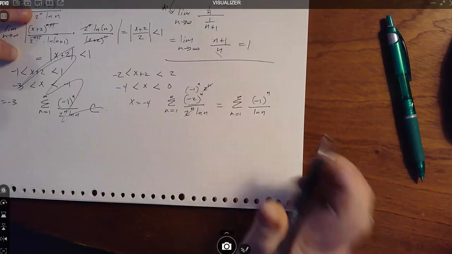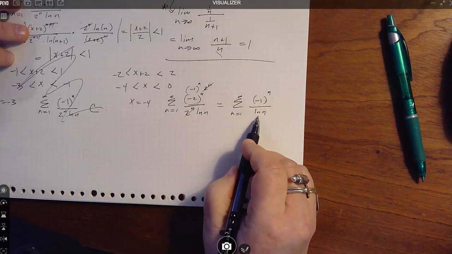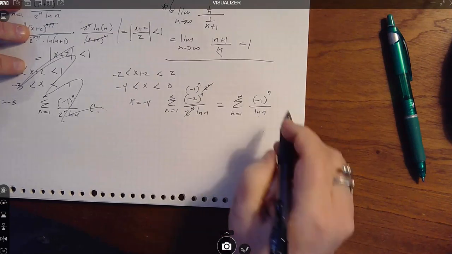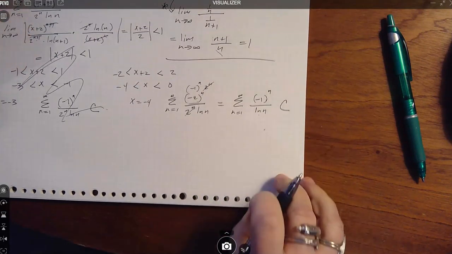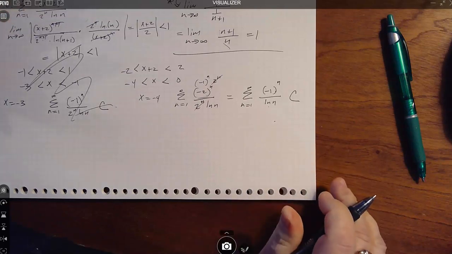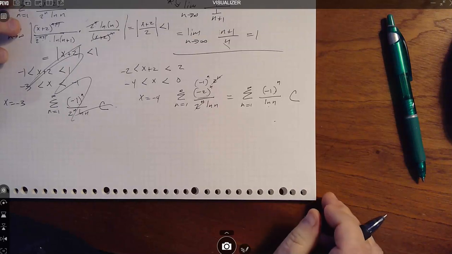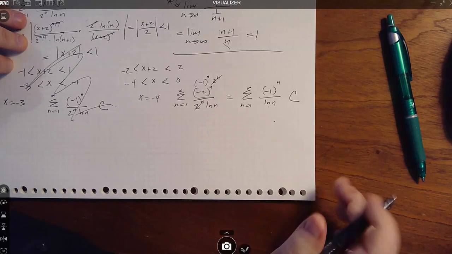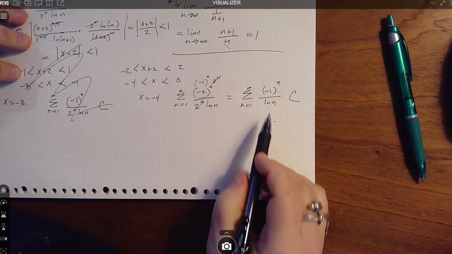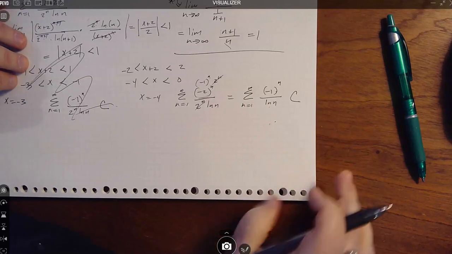Now, it's alternating. Since natural log of n is increasing, 1 over natural log is decreasing. So this is going to converge. That alternatingness is enough. Having it alternating means 1 over natural log gets to 0 fast enough.